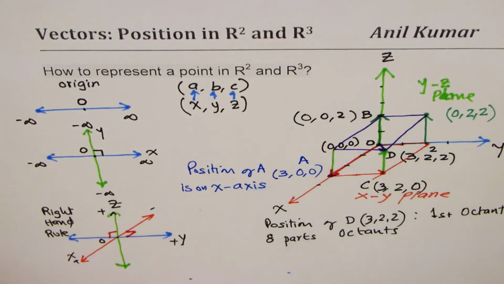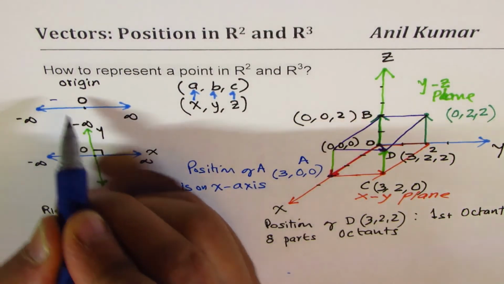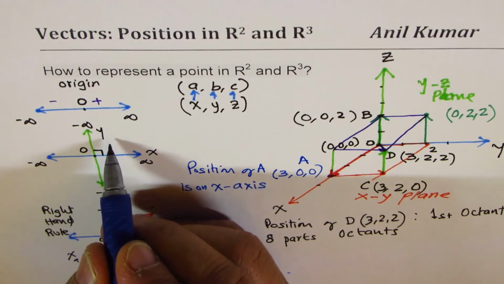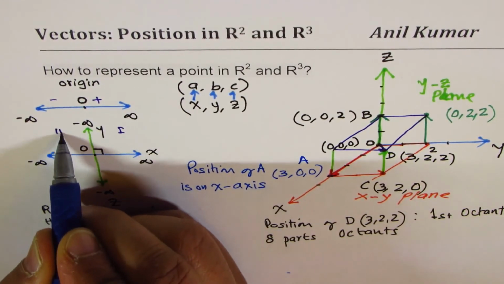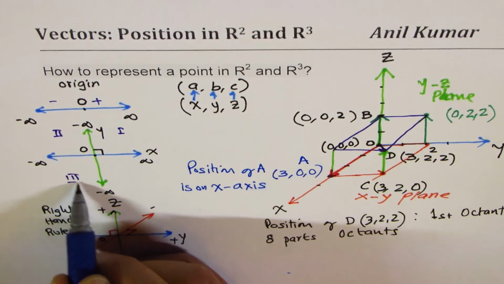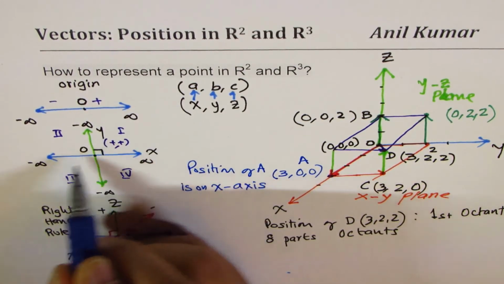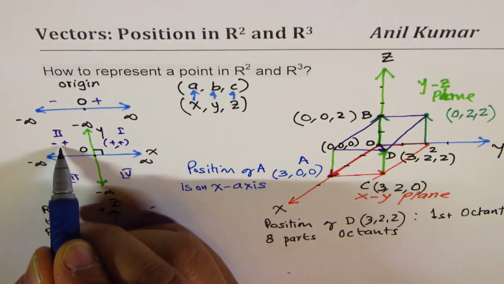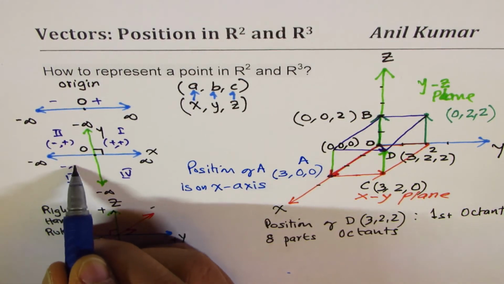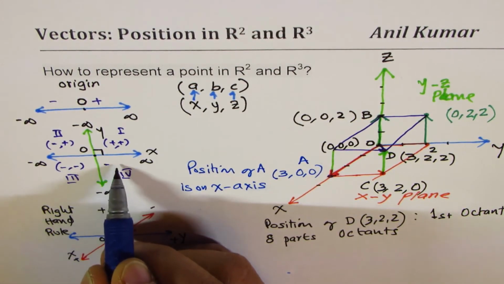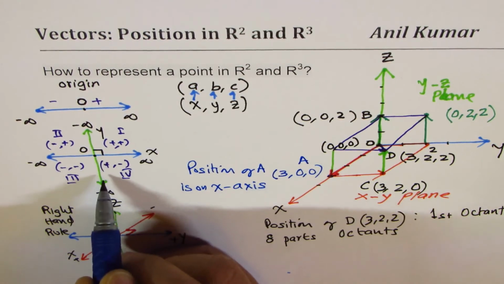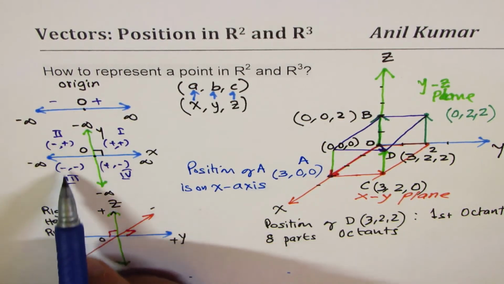For the others, we don't have any particular criteria. As we saw here, any point on the left is negative, on the right is positive. Here we have quadrants 1, 2, 3 and 4, where the points are positive, positive; here negative, positive; here both negative; and here a positive and negative coordinate. That is 4 quadrants.